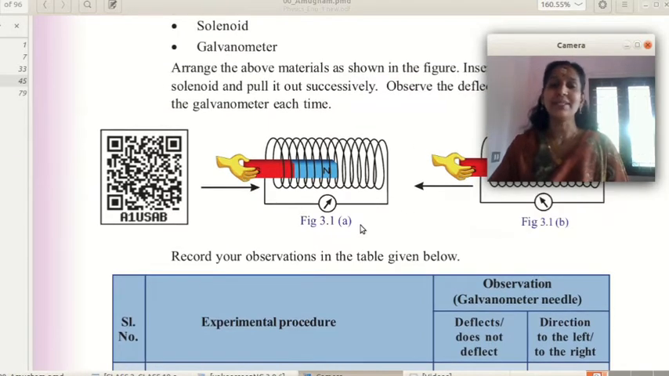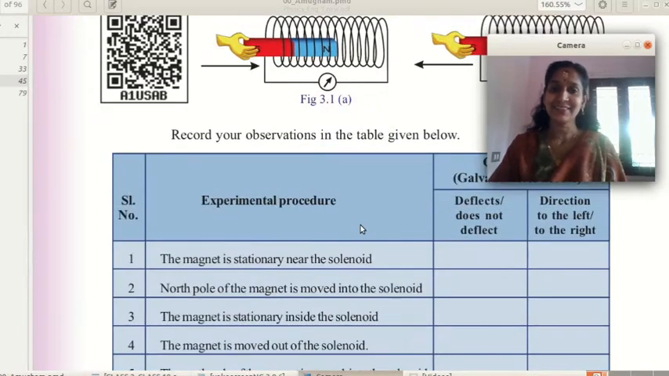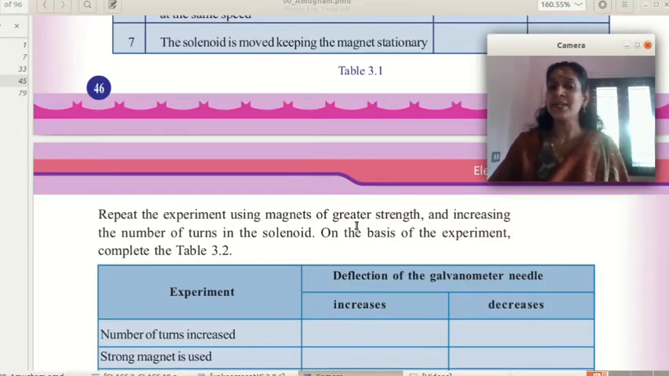Next, we are going to discuss which are the factors that affect the induced current. Which are the factors that affect the induced EMF? We discussed it a little, and we are going to discuss it more. We repeat the experiment using magnets of greater strength and increase the number of turns of the solenoid. You saw a video, isn't it? On the basis of the experiment, we are going to complete the table.